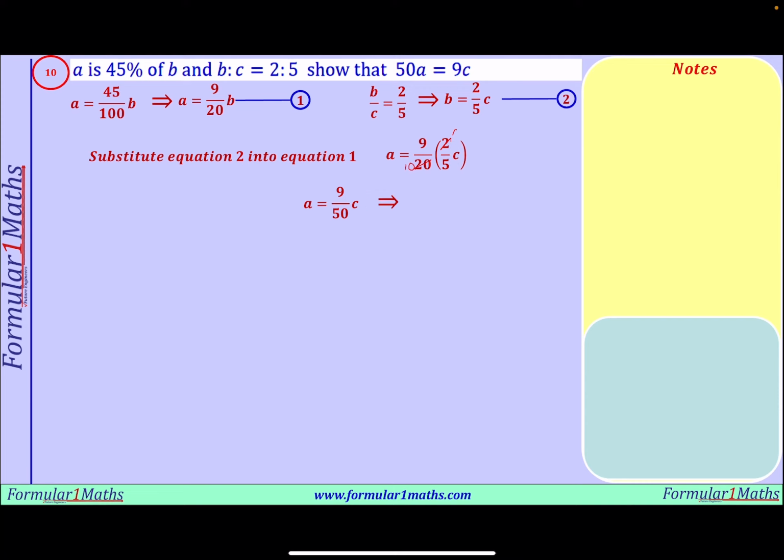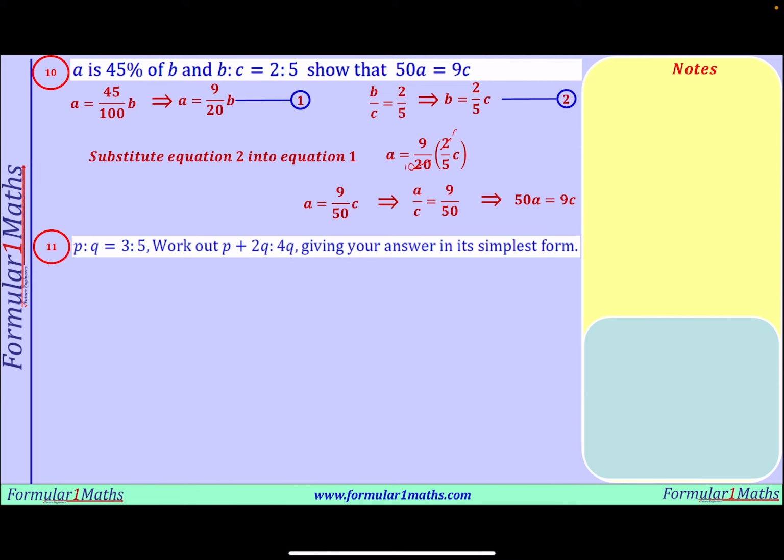We can rewrite this as A over C is equal to 9 over 50. And that means we can cross multiply to get 50A equals 9C. And that's what we are required to show. Question 11. P to Q is equal to 3 to 5. Work out P plus 2Q to 4Q, giving your answer in its simplest form.